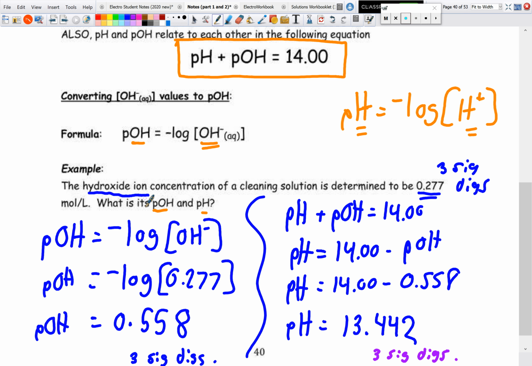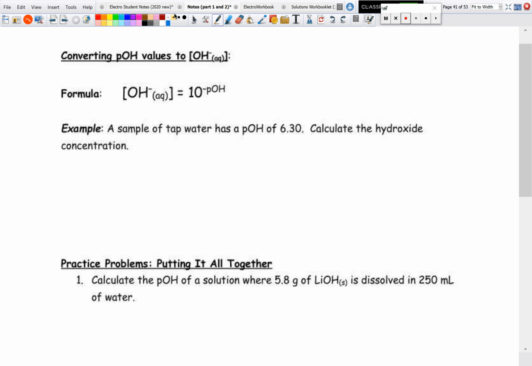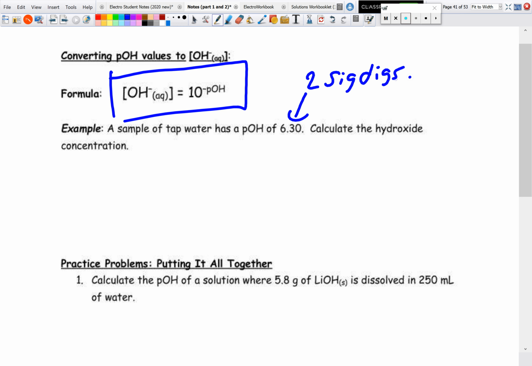So that is how we use our new function right here, and then of course, this right here, pH plus pOH is equal to 14. And of course, because these are kind of mirror images of each other, if you're given the pOH and you want the concentration of hydroxide, you can use this formula right here, which is basically the exact same thing as our pH formula. So as long as you're given a pOH, and this is 2 significant digits, we can plug into our formula.